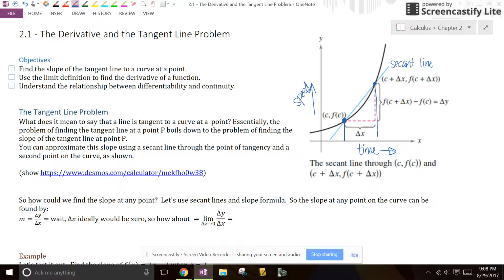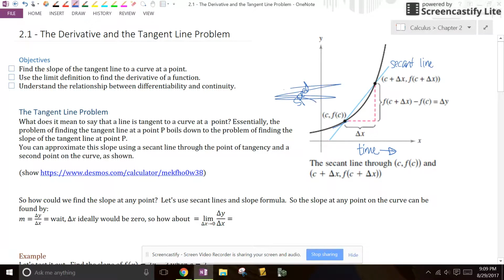Now, here's what's kind of cool. As I make this smaller and smaller, say I take the second point and slide it closer. So now the secant line's like this. And then I slide it closer, and now the secant line's like this. And now I slide it closer and closer and closer. I'm getting really close to what's called the tangent line. In fact, if I keep getting closer and closer, I'll get the tangent line, right? Because I can go infinitely close. In fact, limits help me get infinitely close with the 2 points. So that, my friends, is what the tangent line problem is all about.